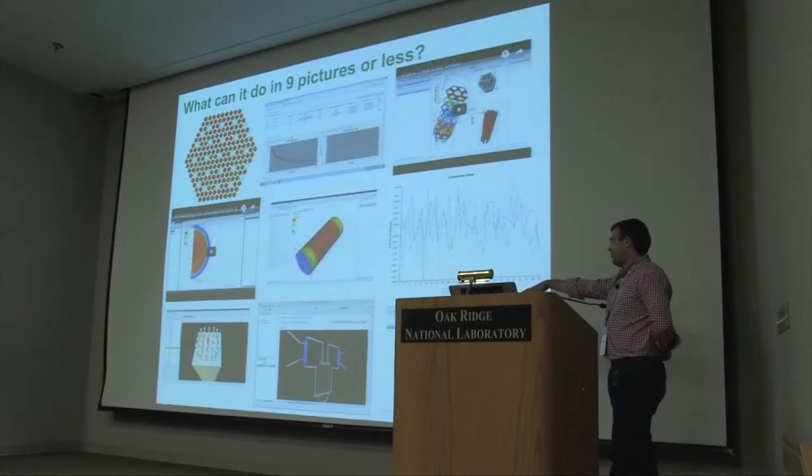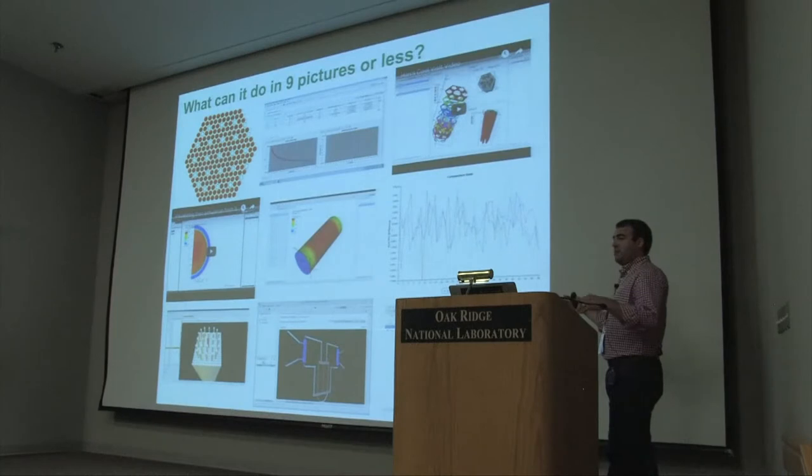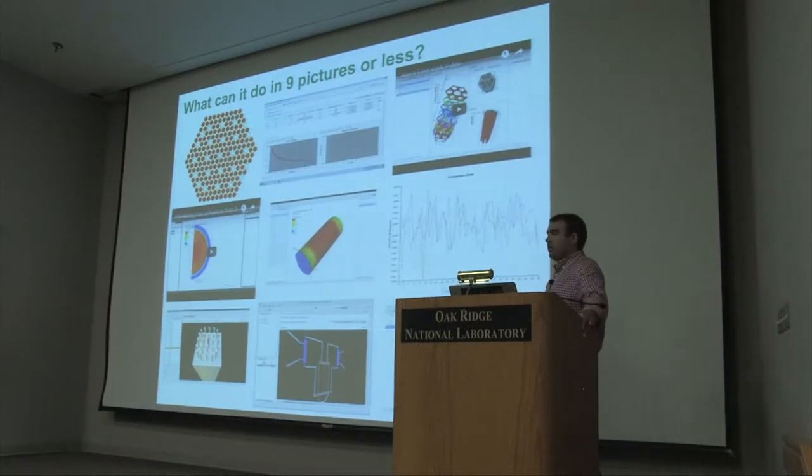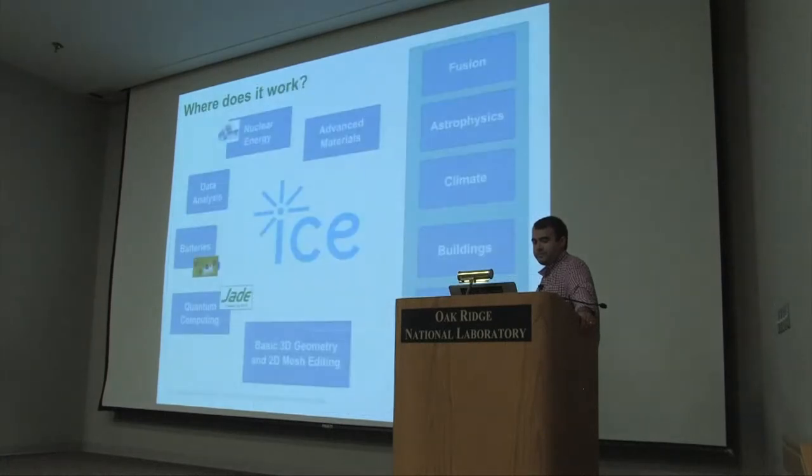This is a reactor plant view that we've constructed via our 3D geometry editor. This is actual data from the SNS down here, the Spallation Neutron Source. This is phonon scattering data down here. This is something that two years ago one of our summer students put together, this plotting package, very easily over the course of six weeks, and then injected it into ICE.